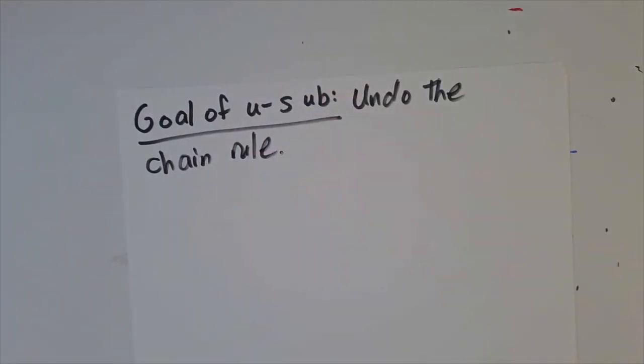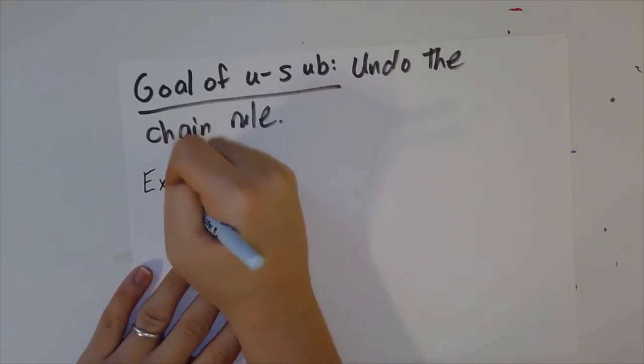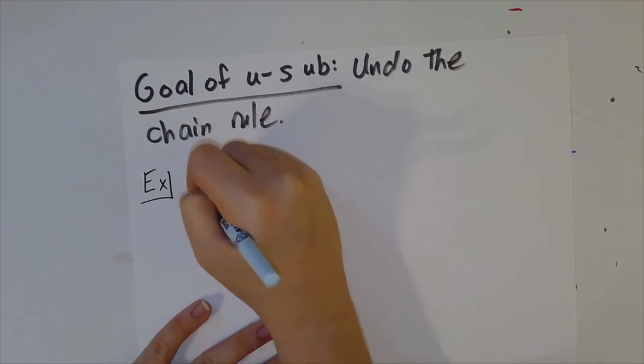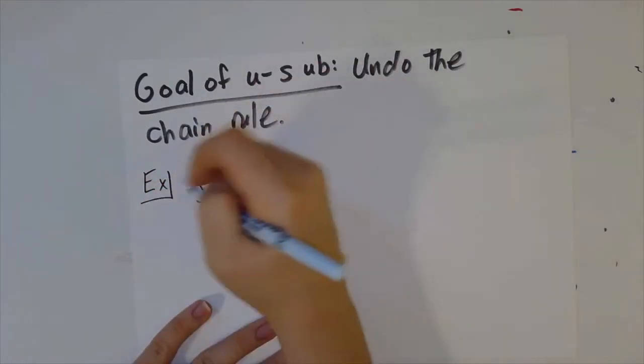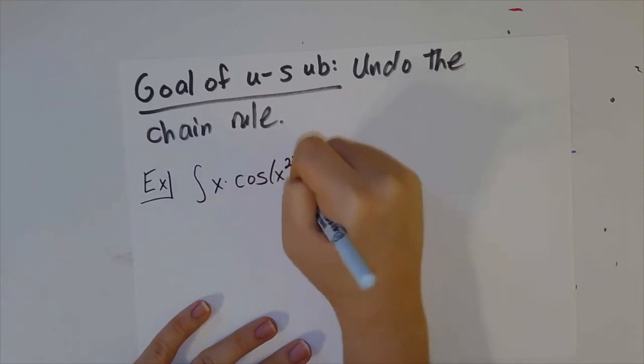Okay, so to start with, I'm going to redo the same question we just did, but I'm going to show you how you would do it with u-substitution. So I'm going to write this out, and then as I do it, I'm also going to write what the steps are. So times cosine of x squared dx.